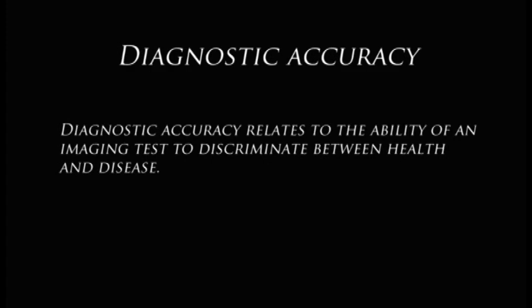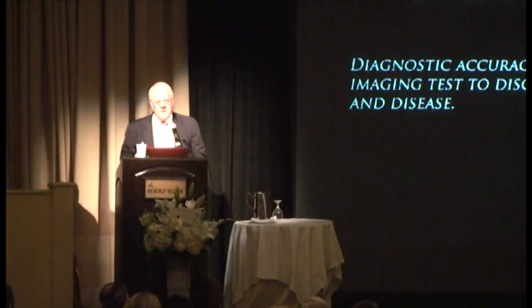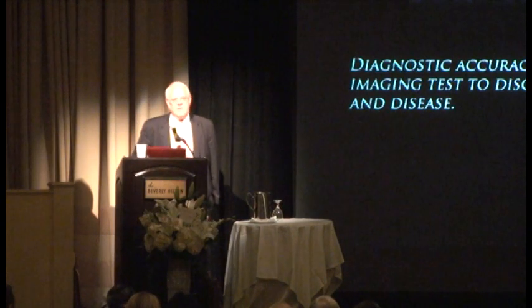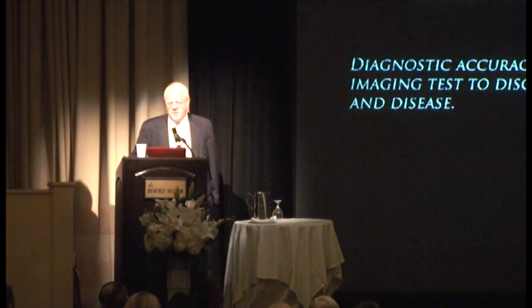So the typical definition of diagnostic accuracy is that it relates to the ability of an imaging test to discriminate between health and disease. That's what any kind of a test is designed to do. If you're doing a test on periodontal disease, you need to distinguish between people with periodontal disease and people without it. But when it comes to imaging, there's a problem with this definition.